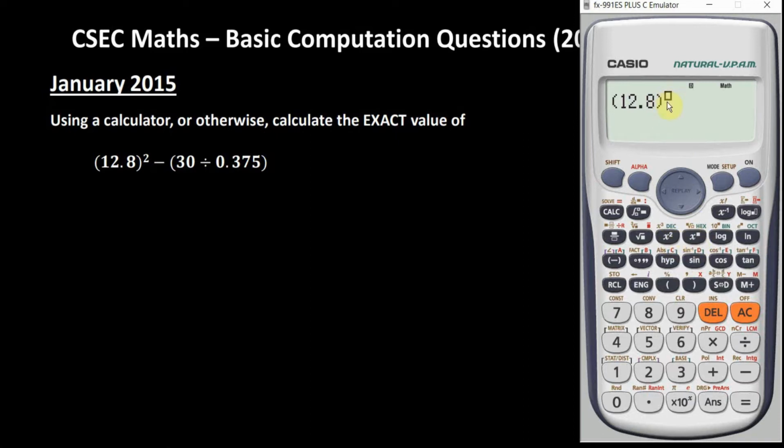Now with this one, it allows you the privilege to actually choose your index. So you can plug in any value you want here. Because we're raising 12.8 to the power of 2, then we'll put a 2 in the box. However, as you can see, you can put any number you want in that slot right there, the index slot I'm going to call it.